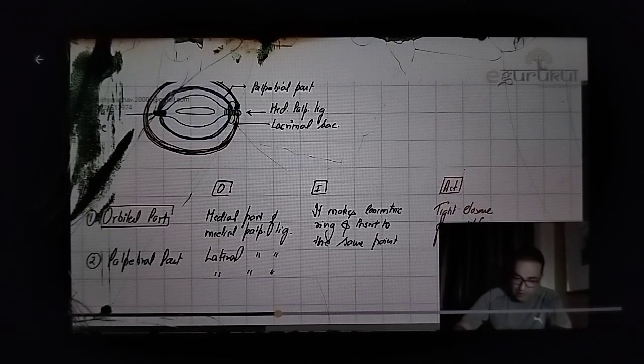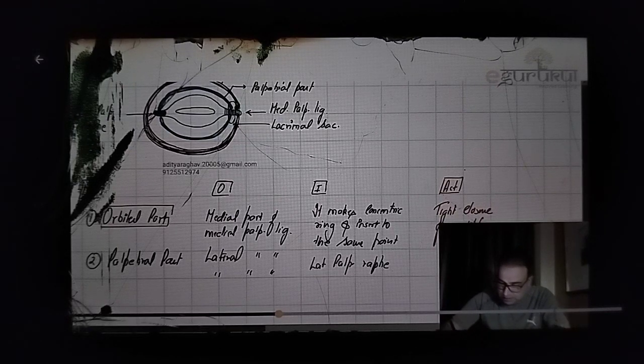This is not making a concentric ring. The upper one goes up, the lower one goes down. So your upper lid and lower eyelid both have this portion separately, and that is inserted to what? It is inserted to the lateral palpebral raphe.